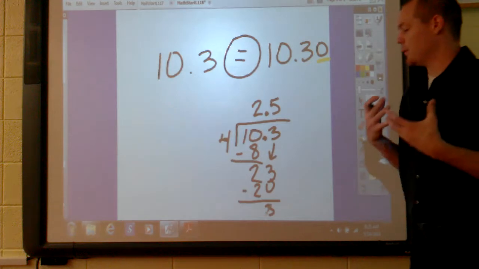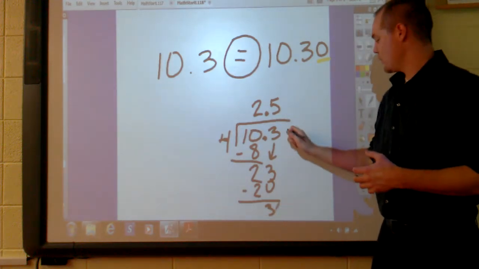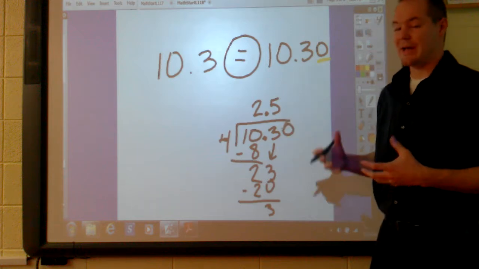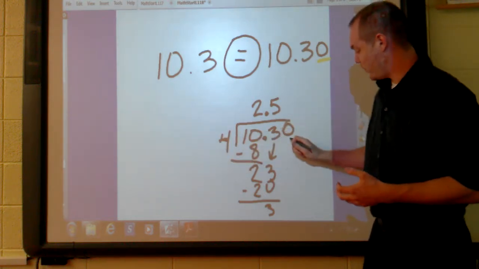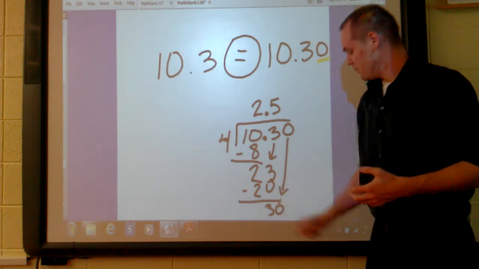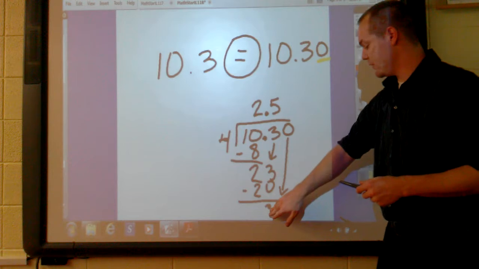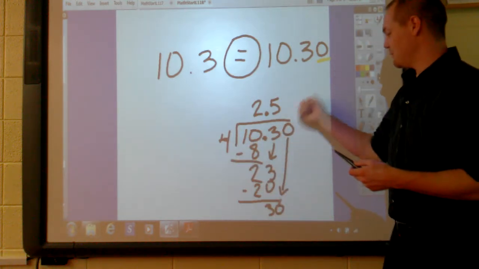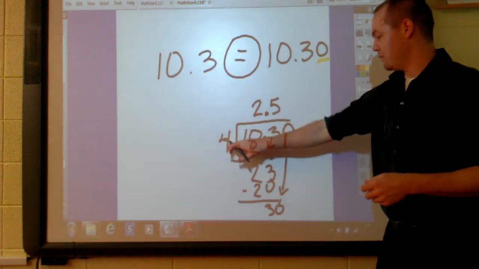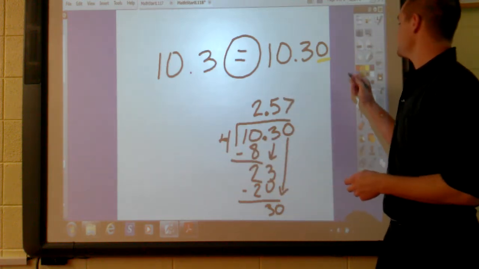Okay, now what we're learning to do today is instead of writing this number as a remainder, we're going to add a decimal point, or add a place value. So now we have 10 and 30/100, and we're dividing by 4. Okay, this will not affect the value. A remainder of 3/4 is going to be equal to this amount that we end up with here. 4 goes into 30 7 times.